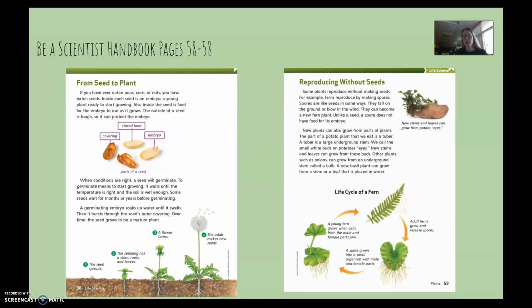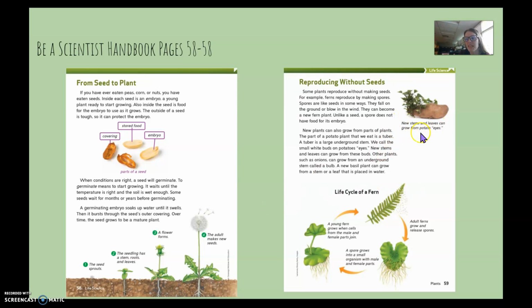New plants can also grow from parts of plants. The part of a potato plant that we eat is a tuber. A tuber is a large underground stem. We call the small white buds on potatoes eyes. New stems and leaves can grow from these buds. Other plants, such as onions, can grow from an underground stem called a bulb. A new basil plant can grow from a stem or a leaf that is placed in water.